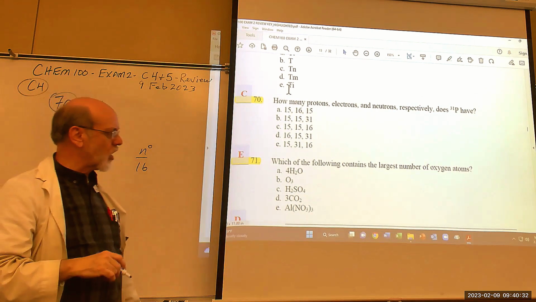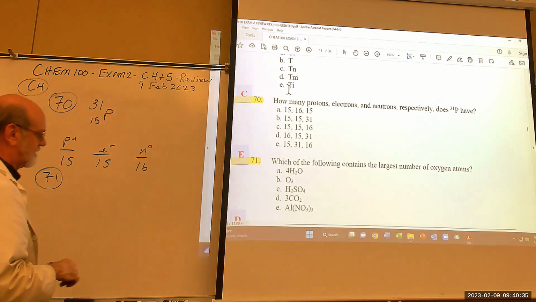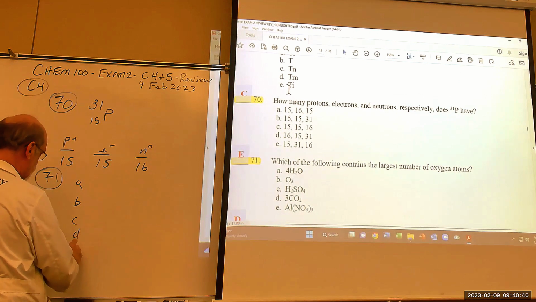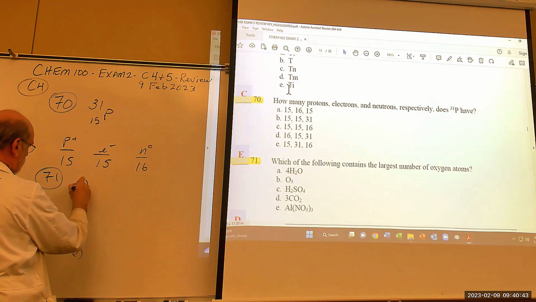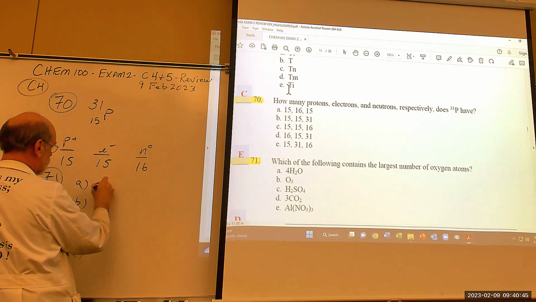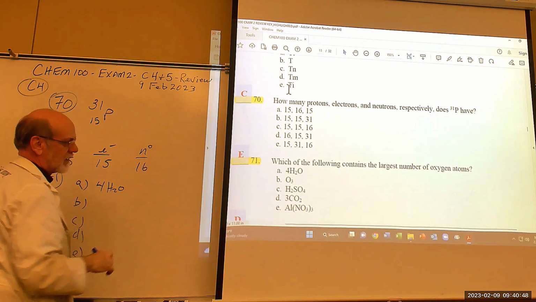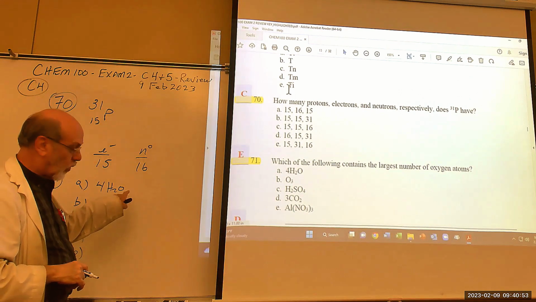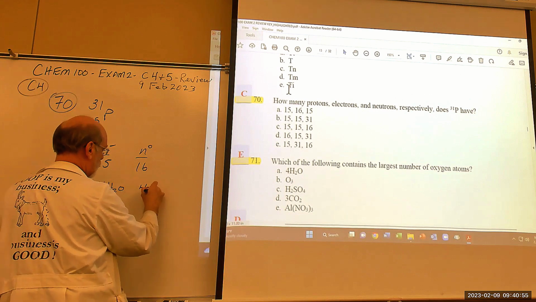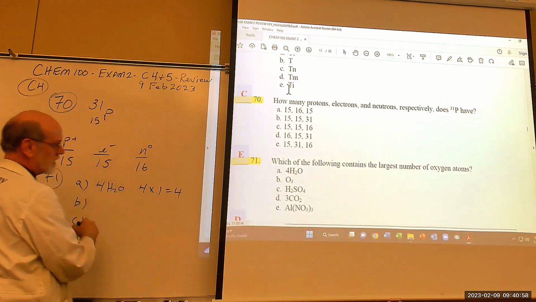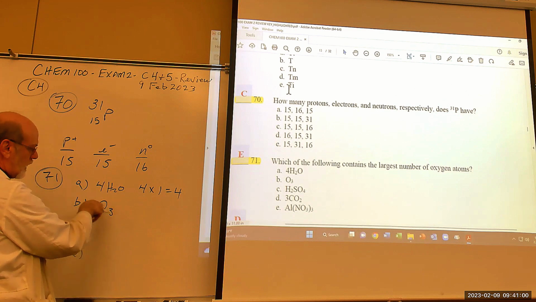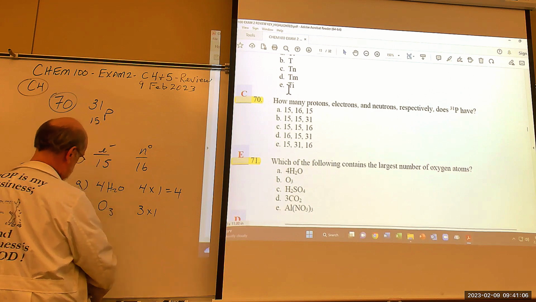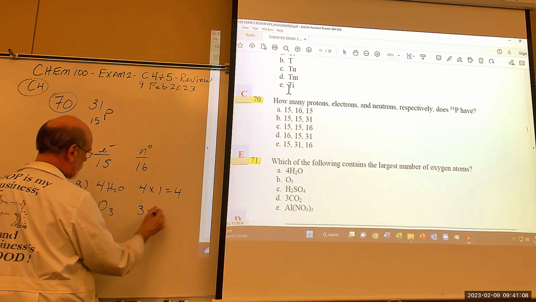Which of the following contains the largest number of oxygen atoms? All right. So A, B, C, D, and E. First one is 4 H2O. How many oxygen atoms are there? Well, we have 4 molecules with 1 oxygen each. 4 times 1 equals 4. This one is ozone, O3, so 3 times 1 equals 3.